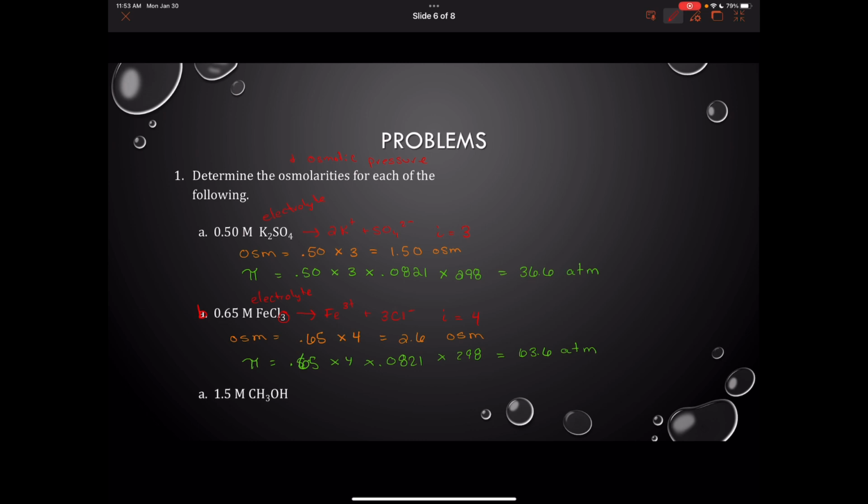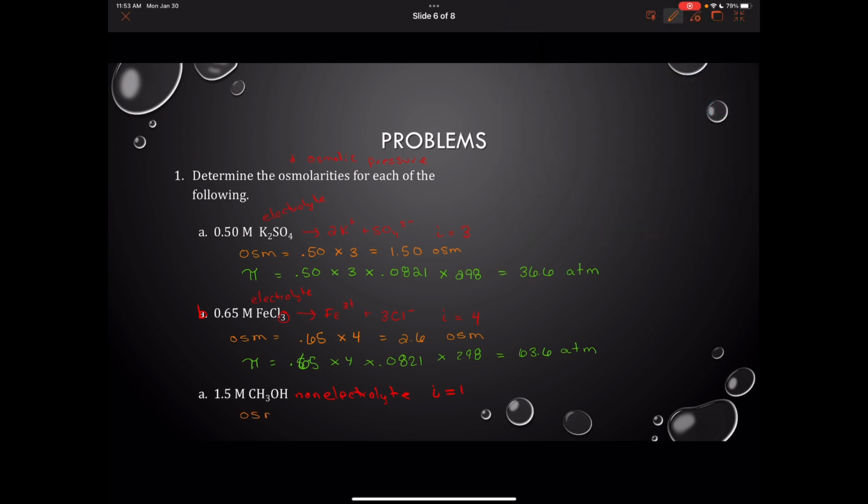And then finally, I've got this 1.5 molar solution of CH3OH. There's no metals here, so it's not ionic, it's molecular, it's an organic compound. Remember, we're going to classify this as an alcohol. We've got that OH group. Being molecular, this is a non-electrolyte. So as a non-electrolyte, it's not going to break into ions in solution. Its I value will just be 1.